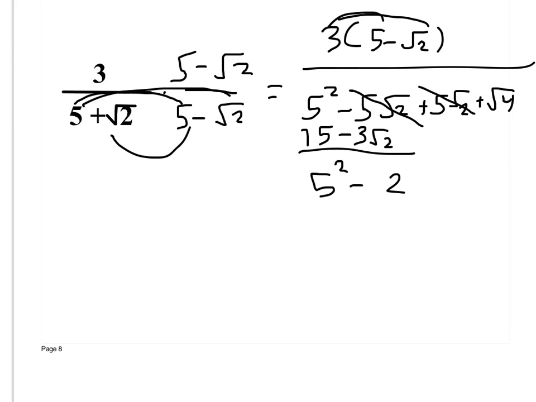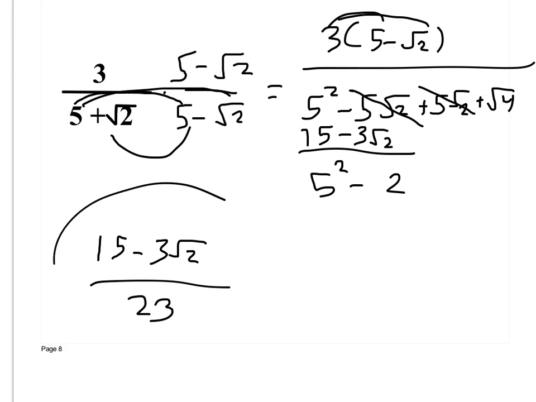And then you do 25 minus 2, which what is 25 minus 2? 23. So here's your answer: 15 minus 3 square root of 2 over 23. I have gotten rid of the square root on bottom, so I am done.